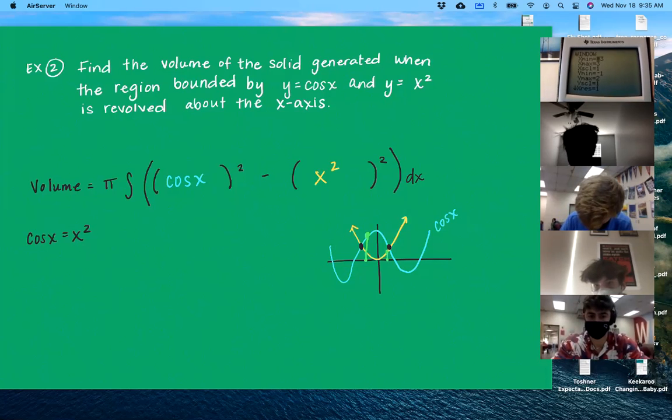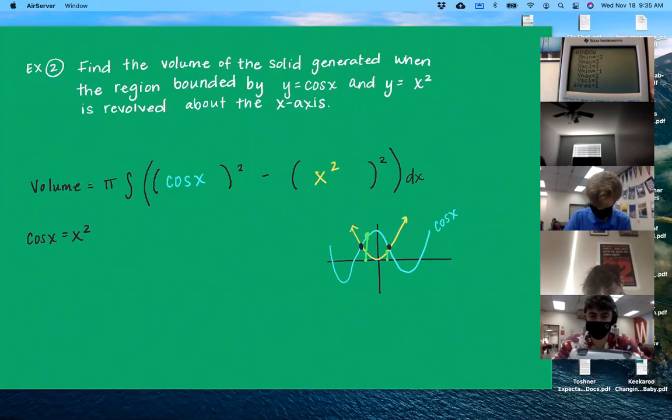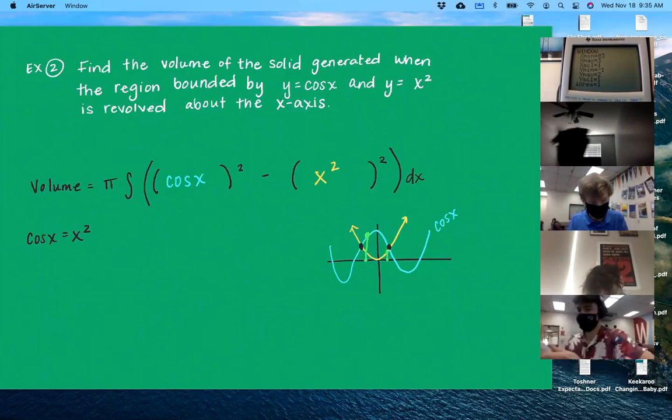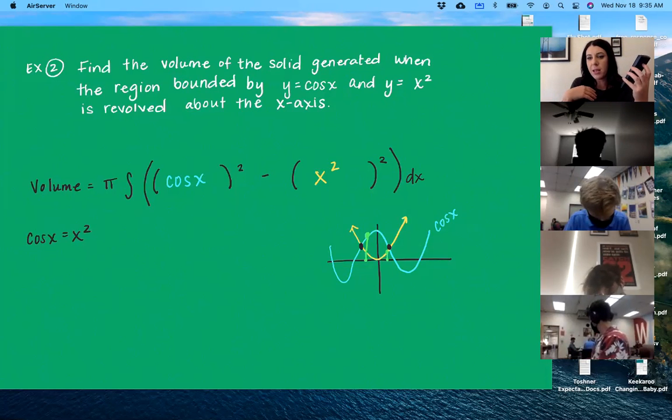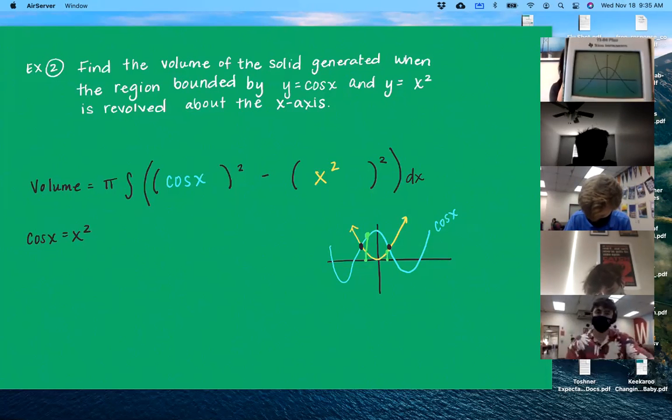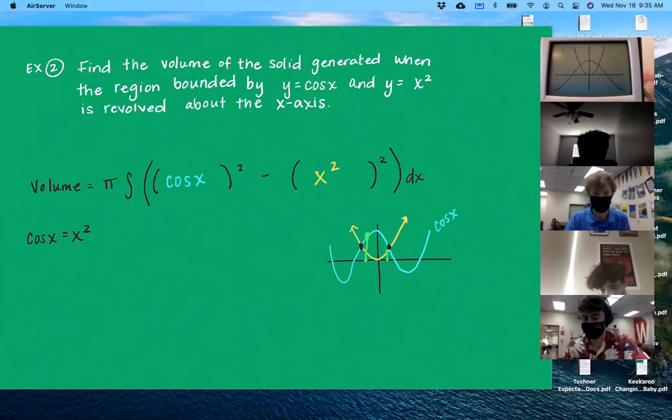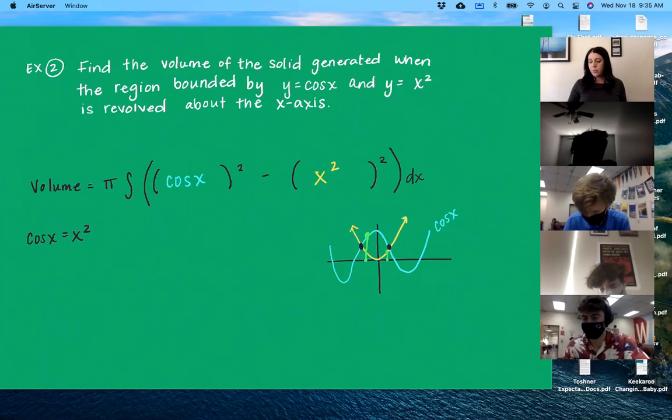If you wanted to check your window settings, -3 to 3. Again, the X scale stays as 1. Y-min is -1 to 2, and then the Y scale stays as 1. And there's other settings we're just not going to mess with. Okay, and our graph looks like this. Does everybody have that, or is anybody struggling with that? Need some help?